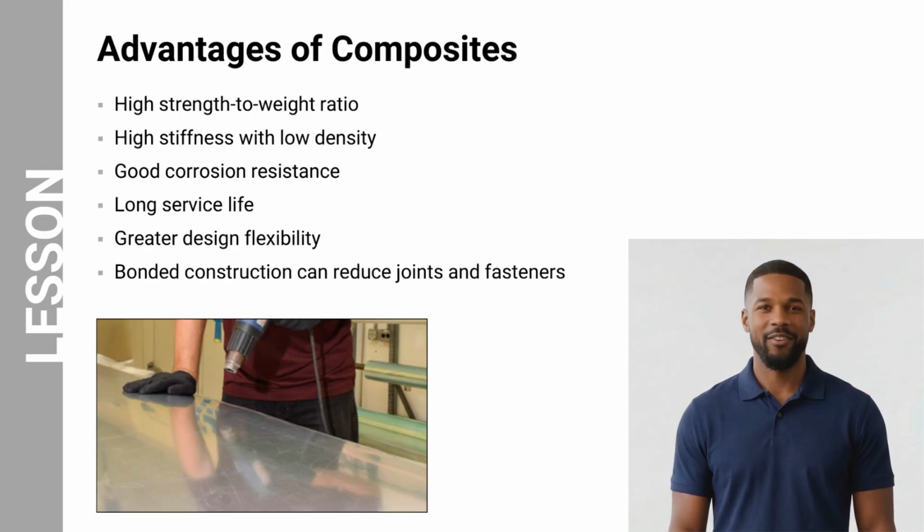Now that we understand their structure, let us look at the advantages of composites. One of the most important benefits is their high strength-to-weight ratio, which allows aircraft to be lighter without sacrificing strength. Composites also offer high stiffness, good corrosion resistance, and long service life. They provide greater design flexibility, allowing engineers to create complex shapes. In addition, bonded construction reduces the need for fasteners, which can reduce weight and potential failure points.